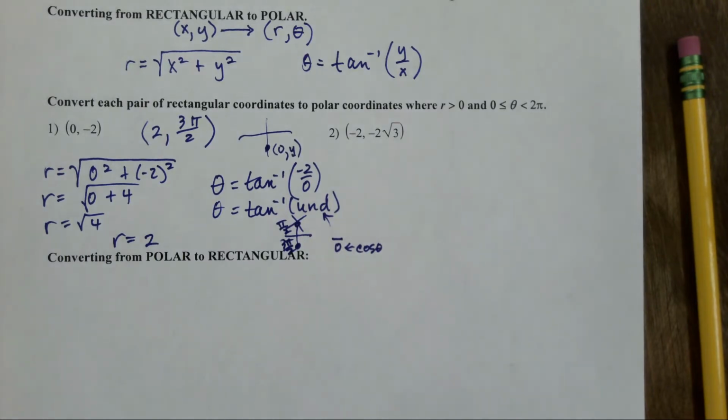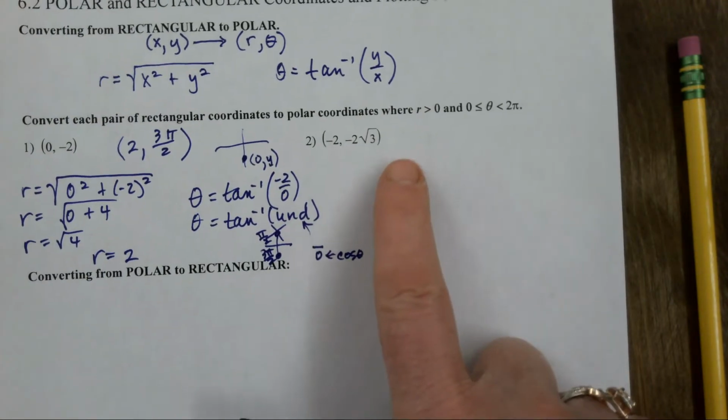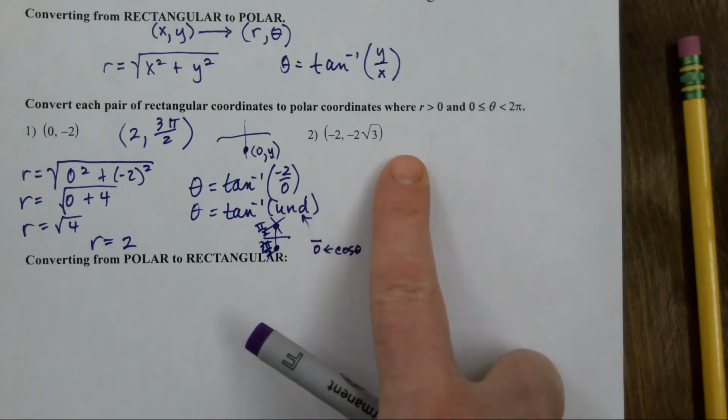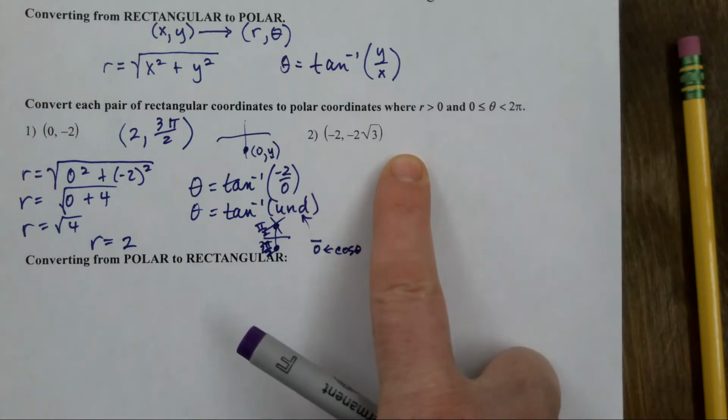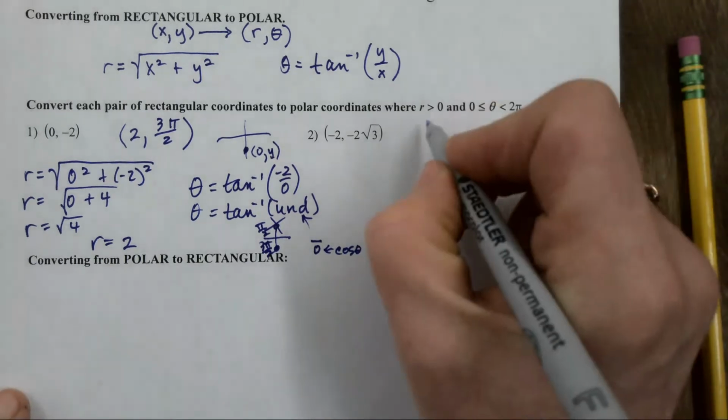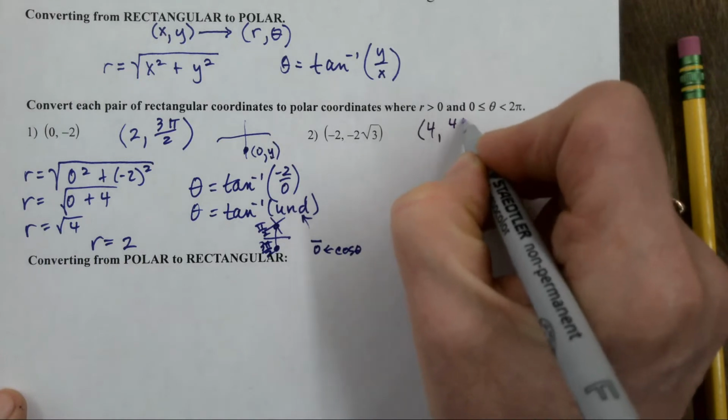Okay, so next. This one's a little trickier. Does anybody think they know this one without doing any math? Okay? 4 and 4 pi over 3. So you're suggesting that the radius is 4 and that this is the pi over 3 family in the third quadrant. So I'm going to write that down. That's what we got. Does anybody agree?